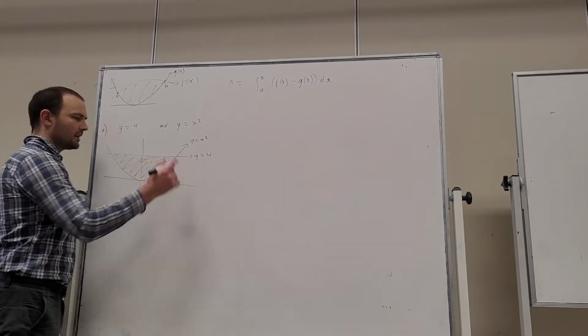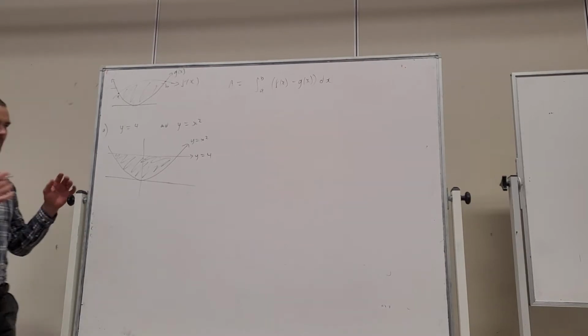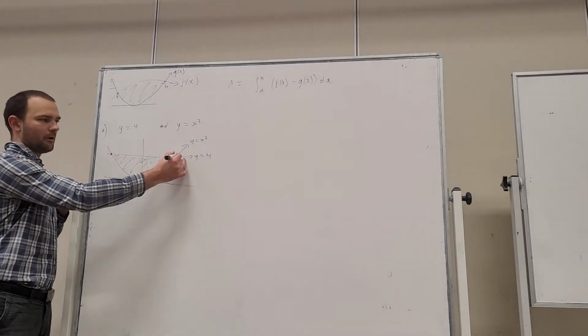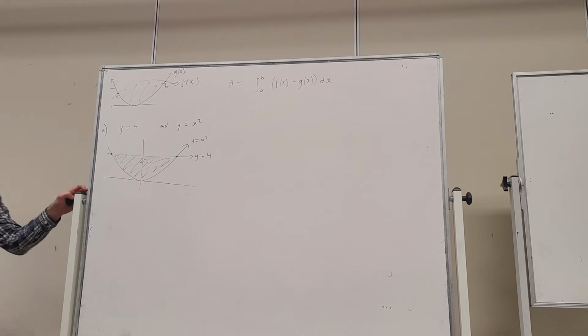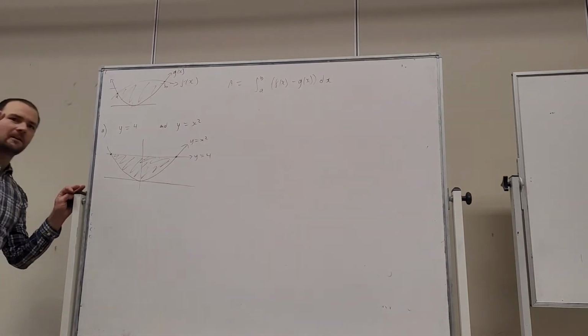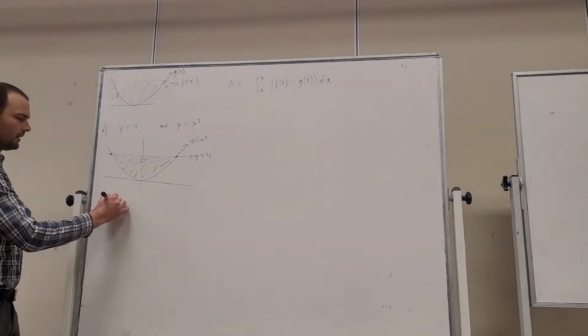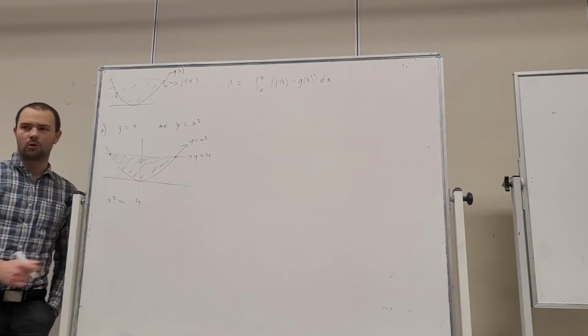So first we need to find the points of intersection. That's the interval over which we're finding the area. We could graph it and g-solve them, or we know that functions intersect when they are equal to one another. So that's going to be when x squared equals 4.